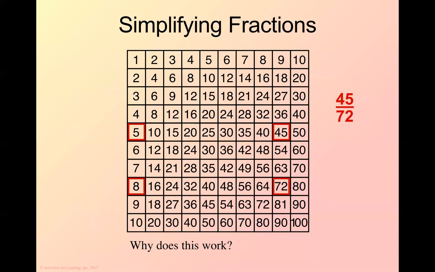Okay, so why does this work? Well, let me work through this with you. Remember I said that the two numbers need to be in the same column. So here we have them in the nines column. What's 45 divided by 9? It's 5. And 72 divided by 9 is 8. That's why it works, because you're dividing by the column that you're in.